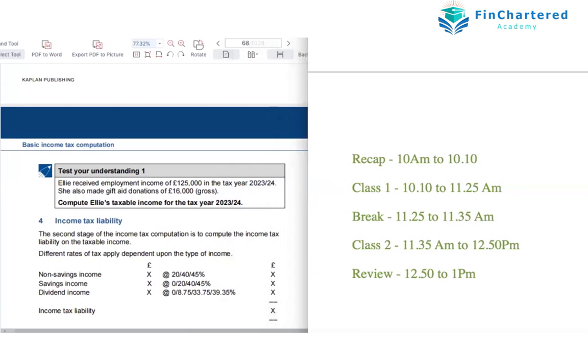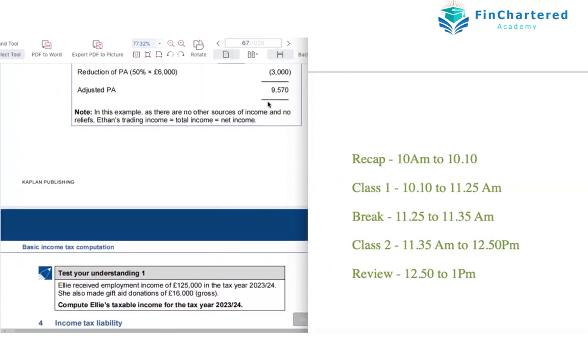Okay, so Ellie received employment income of 125,000. She also made gift aid donations of 16,000. So what do you do? Again, she has an income of 125,000, and she made gift aid donations of 16,000. So in this case, what do you do? How will we calculate her taxable income? Let's see who gets the answer first.